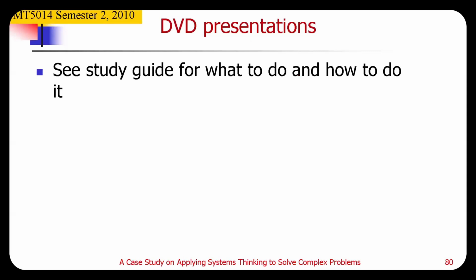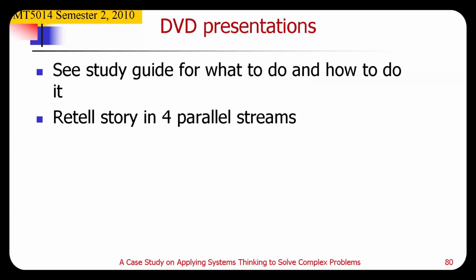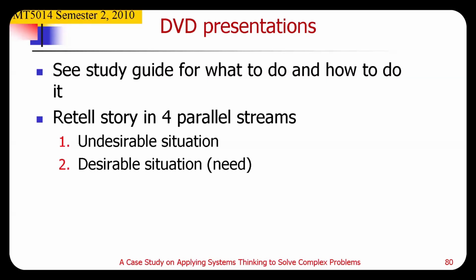They had to see the study guide, what was in it, and they had to retell the story in 4 parallel streams: the undesirable situation, the desirable situation that the innovation in the episode resolved, what was the problem and what was the solution. And they could actually show the chain of problem, solution, problem, solution. And notice how the problem formulation template is coming into there, even though it wasn't developed formally until much later.